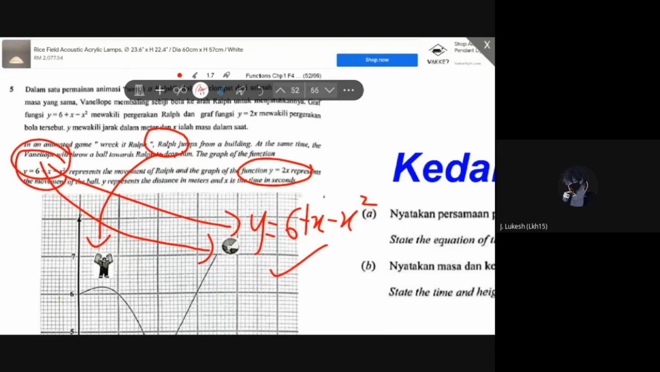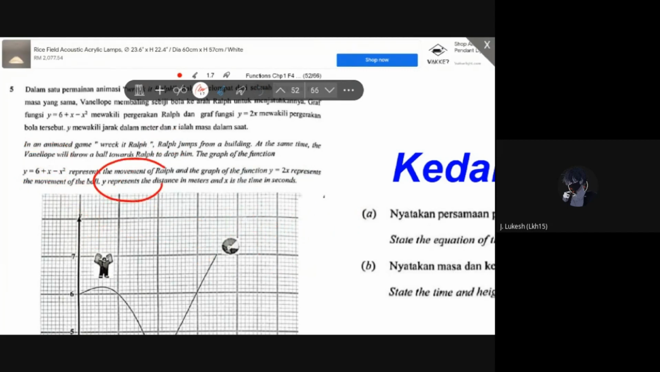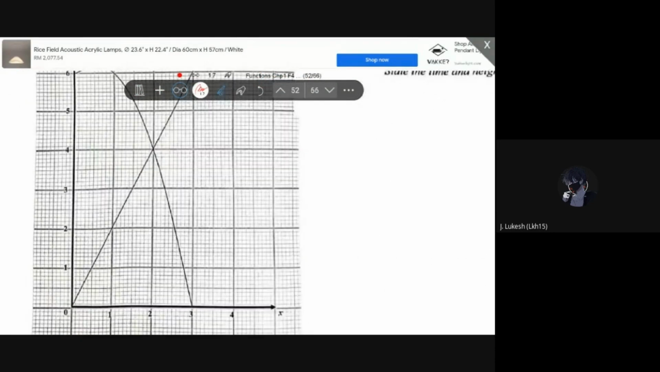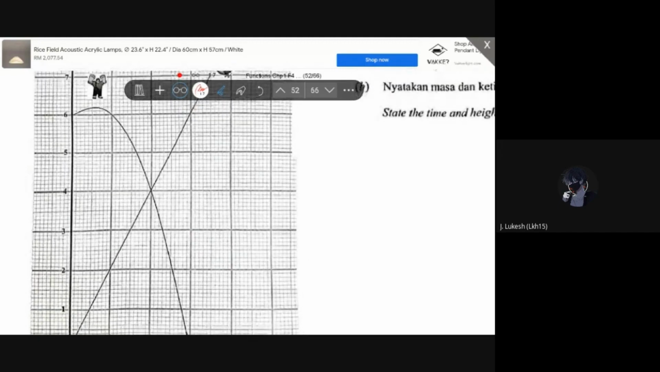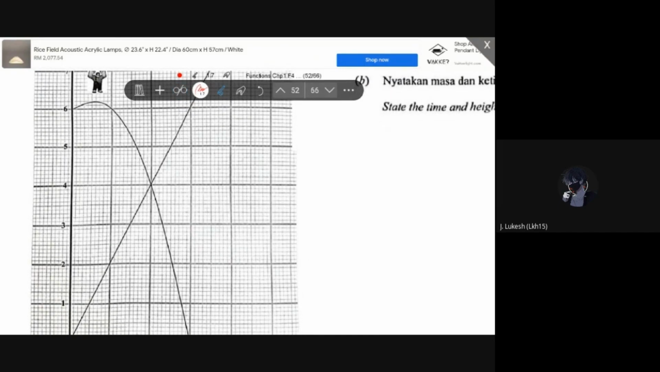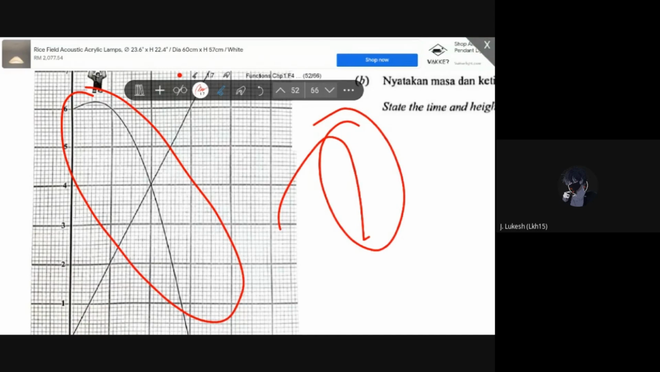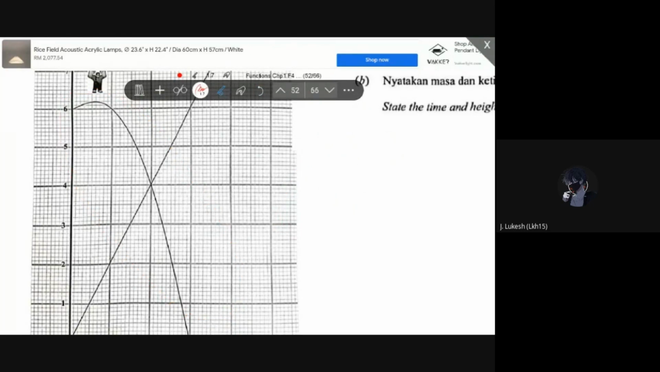Now we analyze together slowly and surely. Y represents distance in meters and time is in seconds. Now let's look at the graph. Basically, they only drew half of the quadratic graph, this part only. You still need to understand that this is a quadratic shape. If they draw half, it still means it is quadratic. Can you understand? Yes, good. You have to imagine a little. Very good.